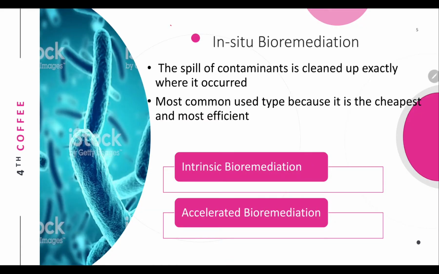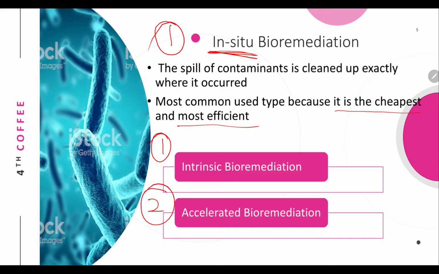The first type of bioremediation is the in situ. Okay, so from the name itself we know that we do the bioremediation at the place. Okay, why do we do that? Because it is the cheapest and also the most efficient. Within in situ bioremediation, there are two types. The first one is intrinsic bioremediation, and the second one is accelerated bioremediation.